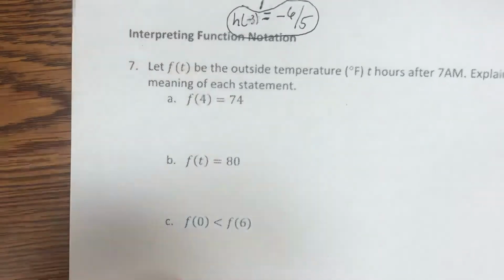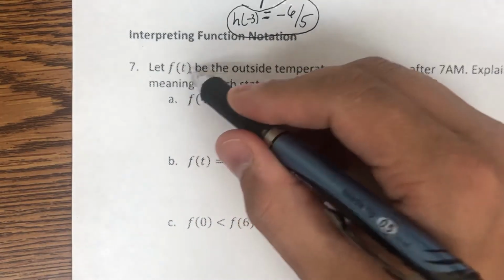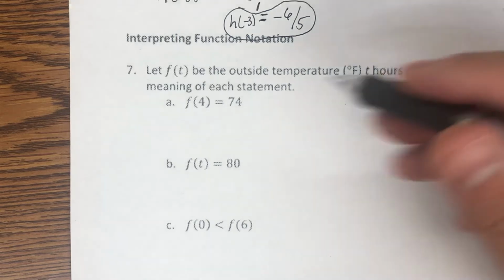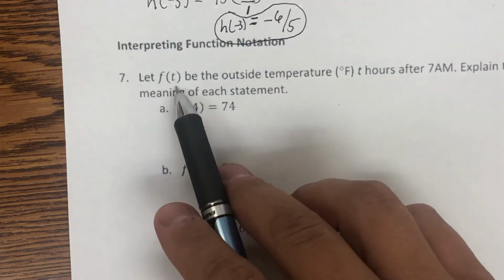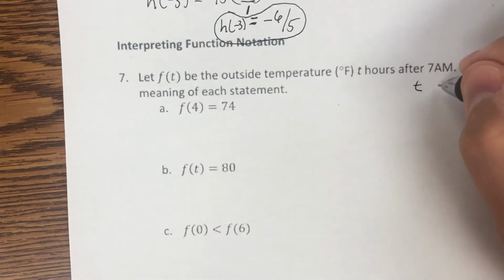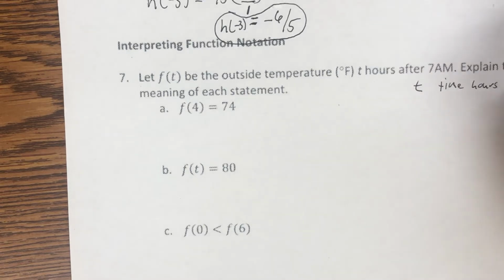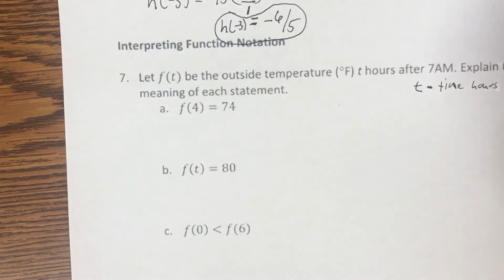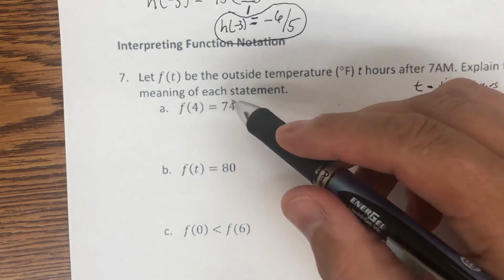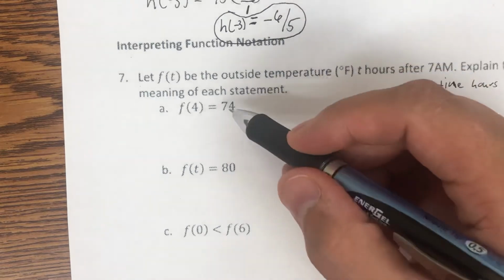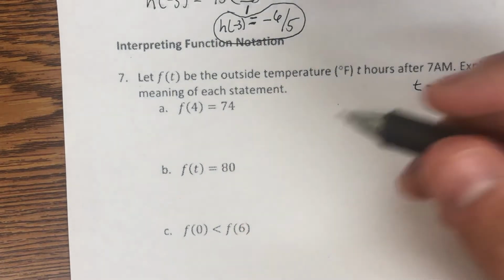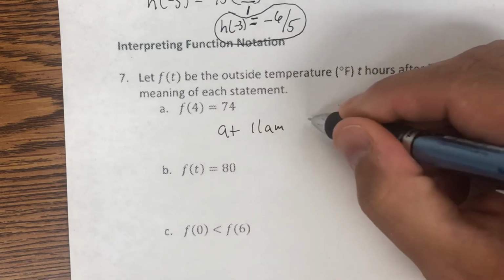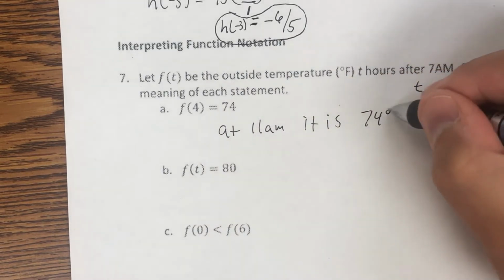And lastly, interpreting function notation. This one says let f of t be the outside temperature in Fahrenheit, t hours after 7 a.m. Explain the meaning of each function. So I have to read through this. t is the time in hours after 7 a.m. So if t is 1, that would make it 8 a.m. If t is 2, that would make it 9 a.m. And the function is the temperature in Fahrenheit. So the first one, t is 4, so 4 went in. 4 hours after 7 puts me at 11 a.m. So at 11 a.m., it is 74 degrees.